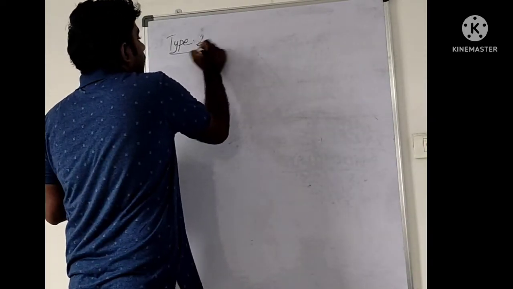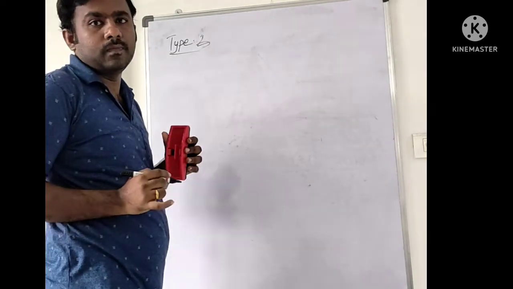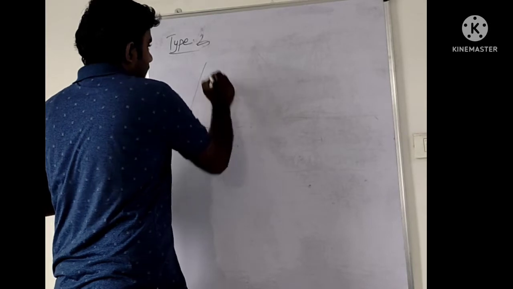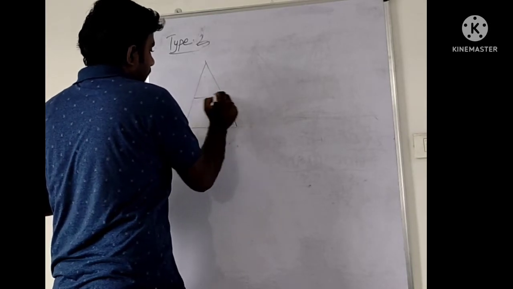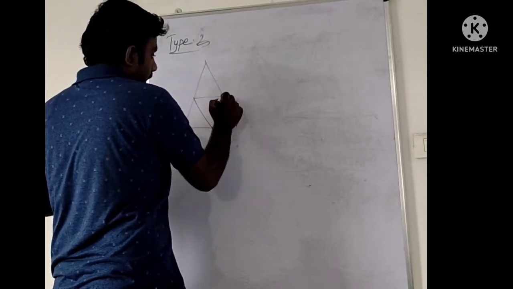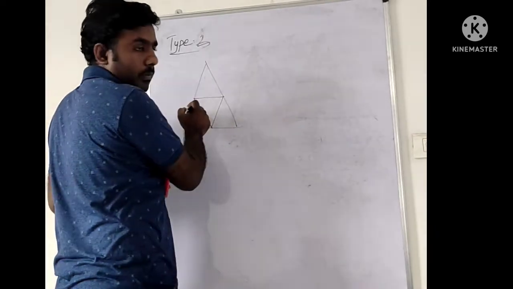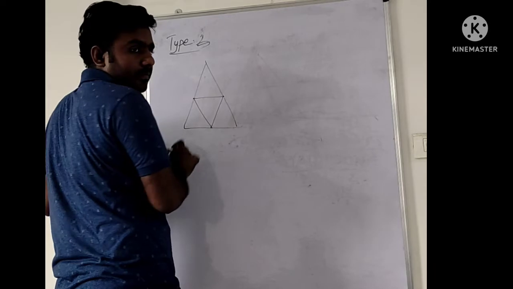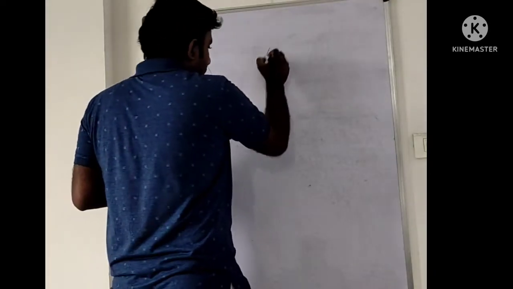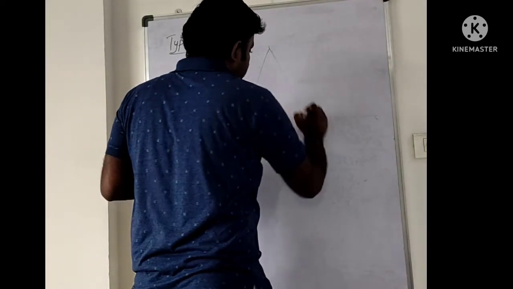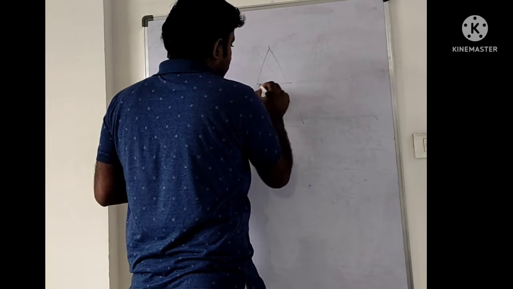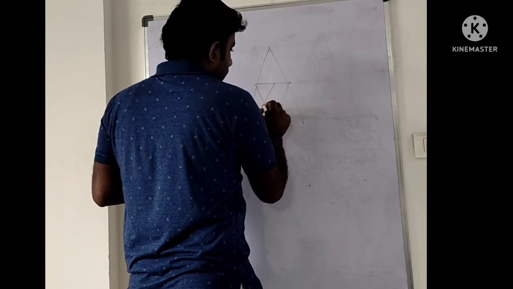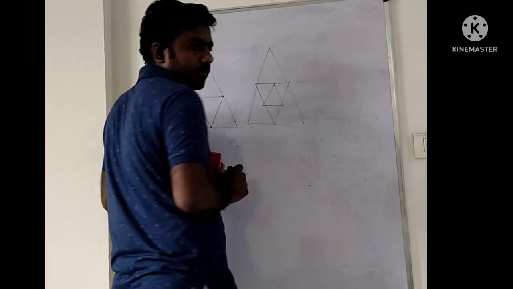Move to type 3. Here I have to consider one triangle in which you can draw one more triangle inside that outer one by joining their midpoints. Here you can draw two more triangles.